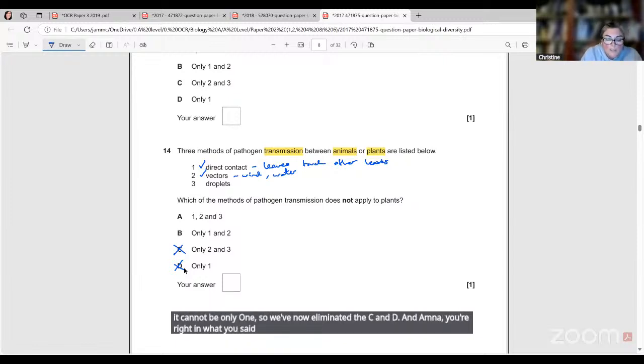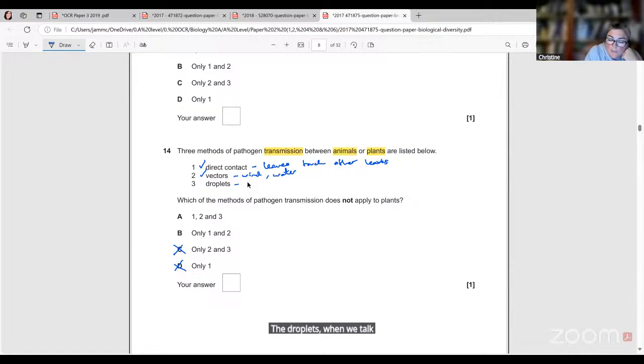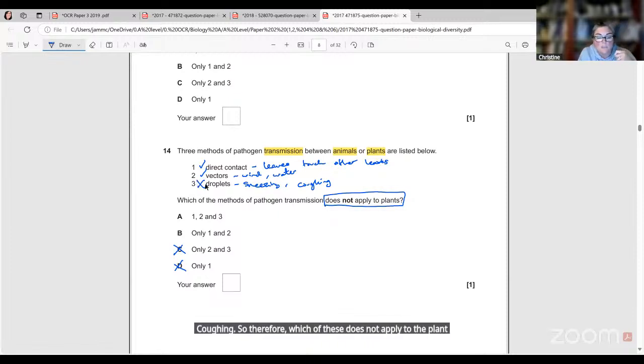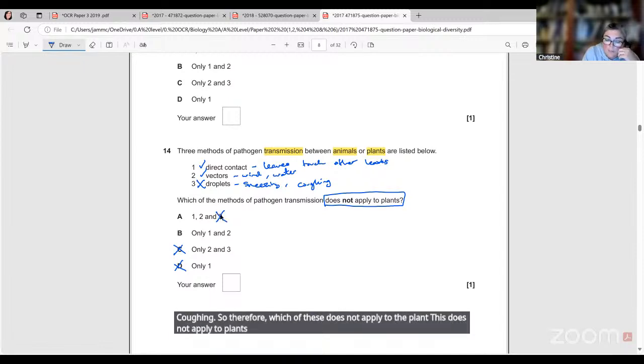The droplets, when we talk about droplets, we're talking about sneezing, coughing. So therefore, which of these does not apply to the plant? This does not apply to plants. So we remove number 3, and therefore leaving us with the only right answer, which is B.